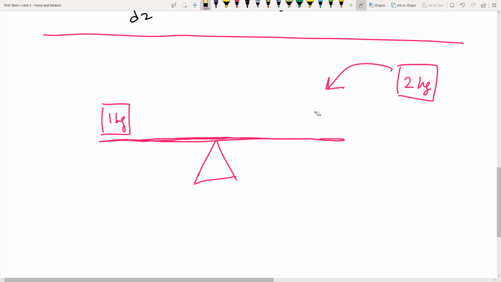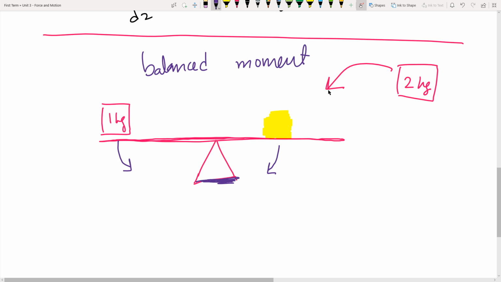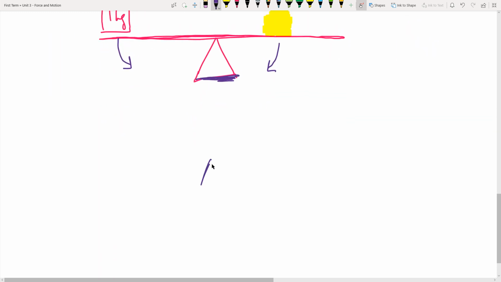So how can we balance this? We are going to get a little closer to the center right here, so that the rotational effect from this force and the rotational effect due to this mass are equalized. They are balanced out to each other. This is what we call a balanced moment. Just like forces which are balanced and unbalanced, we have balanced moments and unbalanced moments. So I'll give you an example. What is a balanced moment?